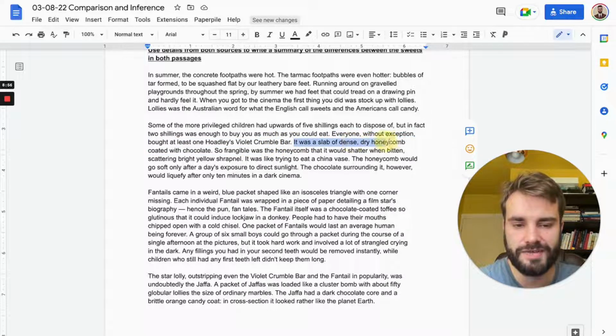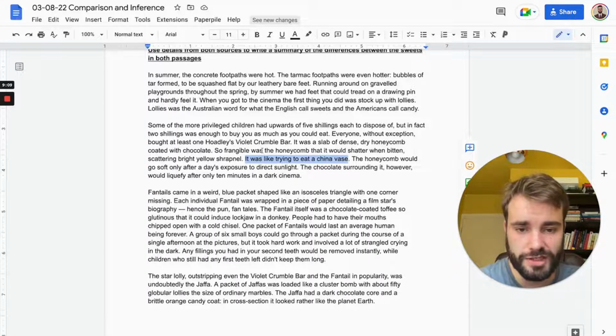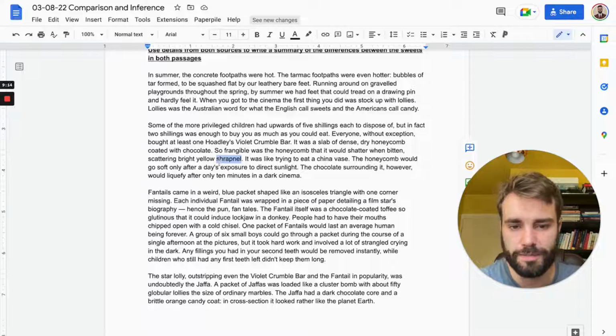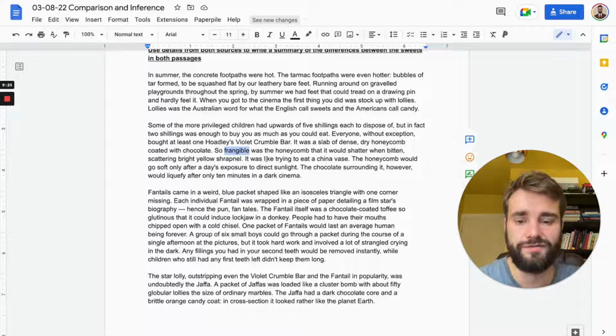It was a slab of dense, dry honeycomb coated with chocolate. So frangible was the honeycomb that it would shatter when bitten, scattering bright yellow shrapnel. It was like trying to eat a china vase. Okay, interesting exaggeration here. He says it's like shrapnel, which is the debris left behind by a bomb. So it's probably not really quite like shrapnel. Also, it probably doesn't completely shatter when bitten, or you couldn't really eat it. So he's exaggerating, and you can infer, by the way, that frangible means fragile. It was like trying to eat a china vase.